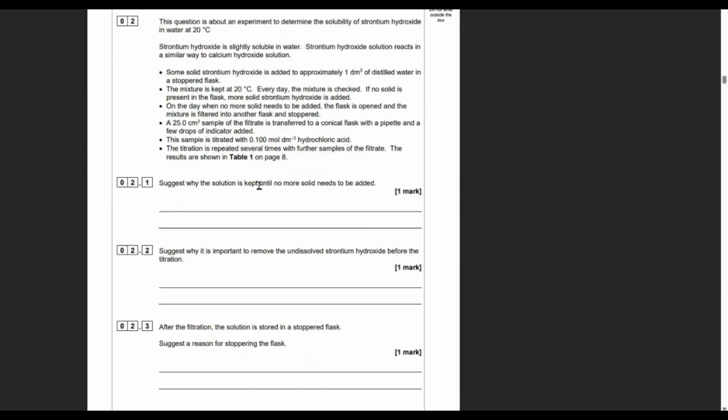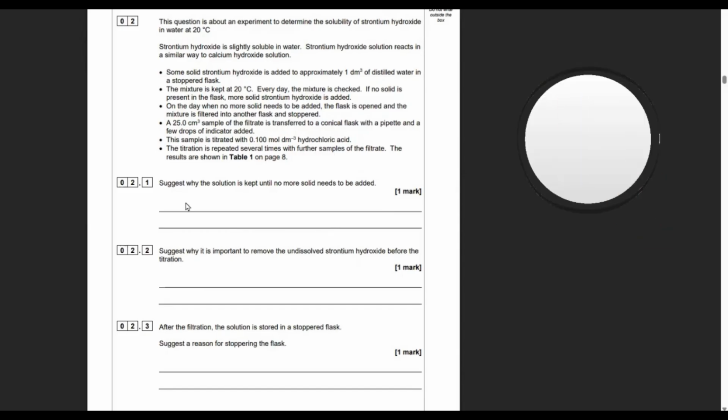Let's go back up. Okay, 2.1. Suggest why the solution is kept until no more solid needs to be added. 2.2, suggest why it is important to remove the undissolved strontium hydroxide before the titration. And 2.3, after the filtration, the solution is stored in a stoppered flask. Suggest the reason for stoppering the flask. Pause the video, have a go. Okay, I'm going to go through the answers.